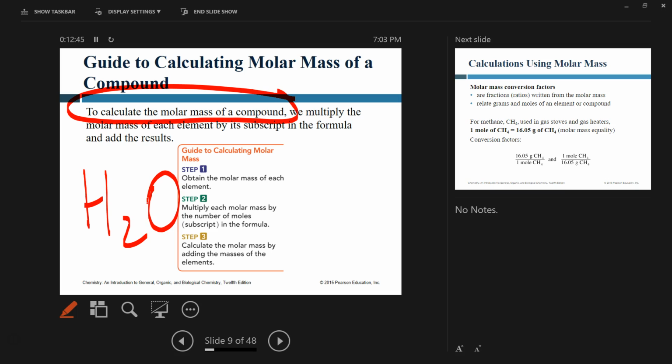Now I'm going to ask you a very simple question. Don't overthink it. How many oxygen atoms are in 1 mole of water? Bingo. 1 mole. How many hydrogen atoms are in 1 mole of water? 2 moles. Because each molecule of water contains 2 hydrogen atoms. Does that make sense? Go ahead, ask.